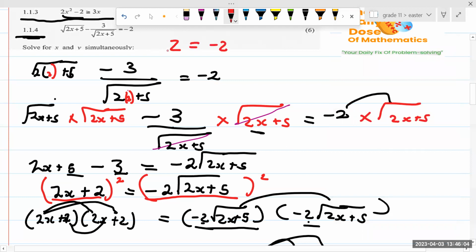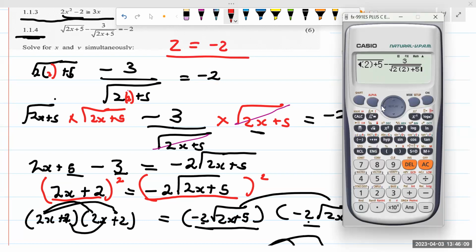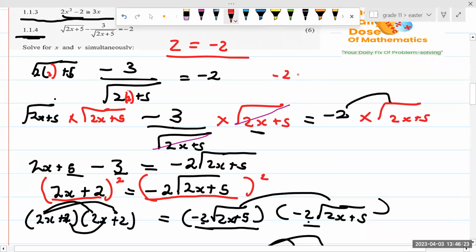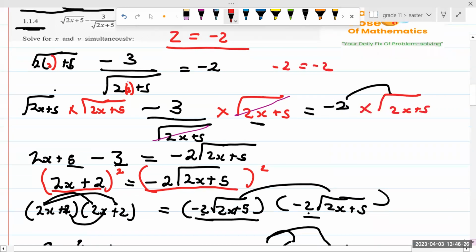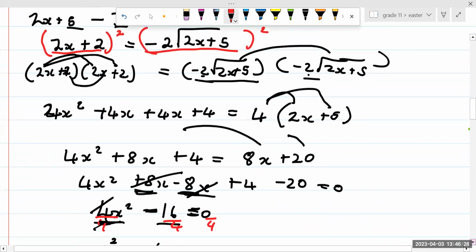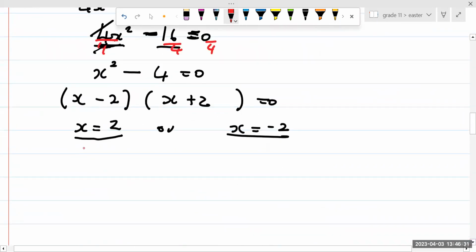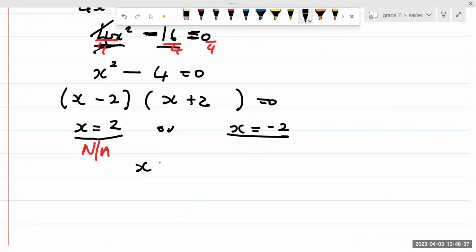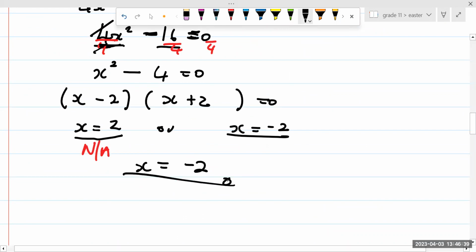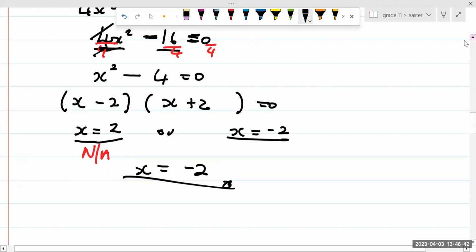No. So we can clearly see that this one is not applicable, but let's check the second one. Everywhere we see x, we are going to put minus 2. Minus 2 is equal to minus 2. So between the two of them, one is not applicable. Therefore, our x is going to be equal to minus 2.